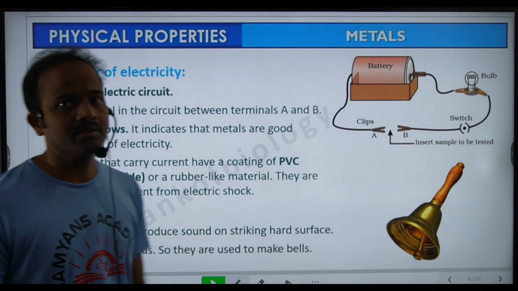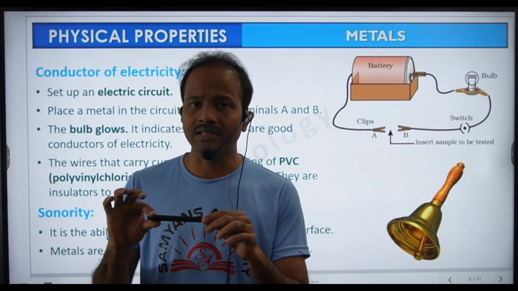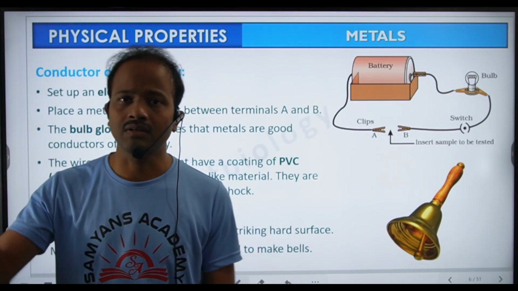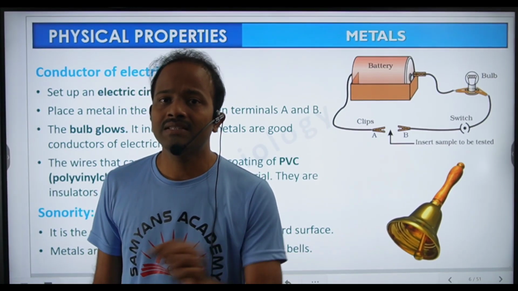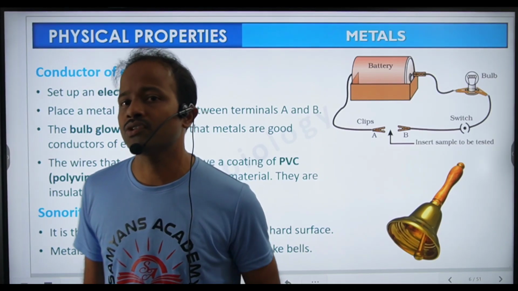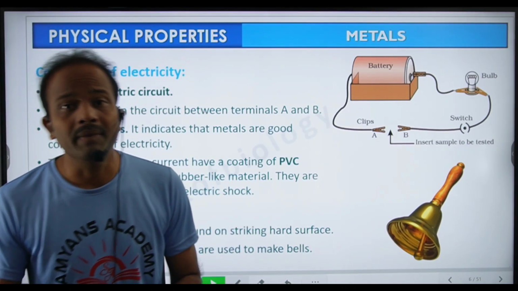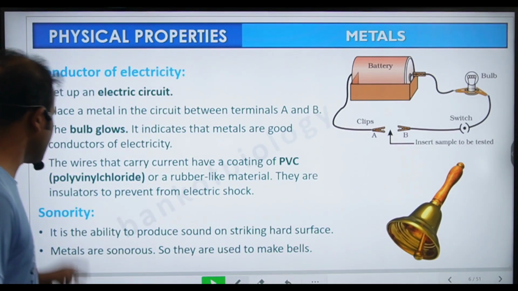The wires we use in the home are coated with PVC. Those wires are coated with the PVC coating to prevent shocks, and they are covered with PVC insulation.